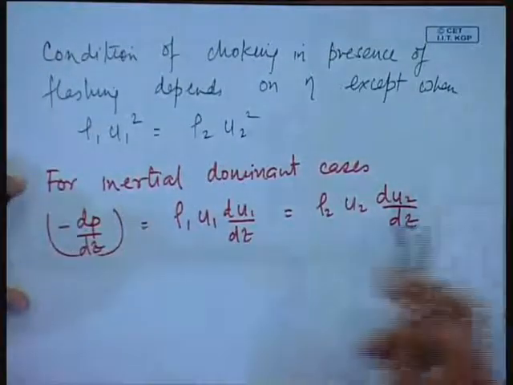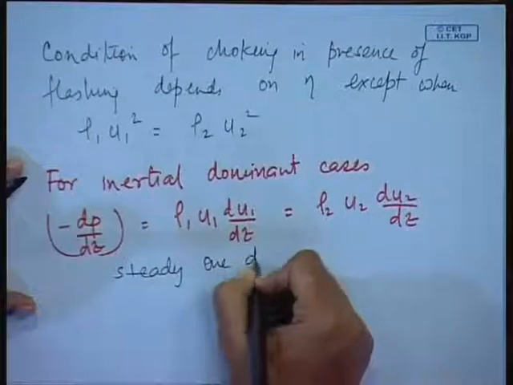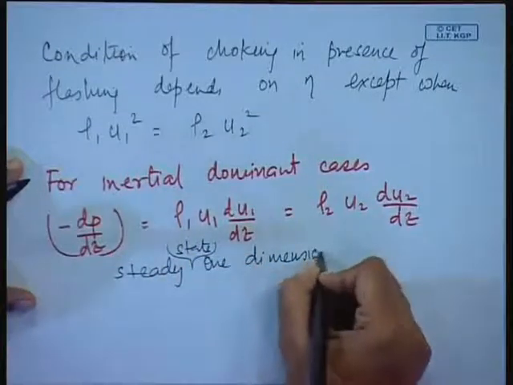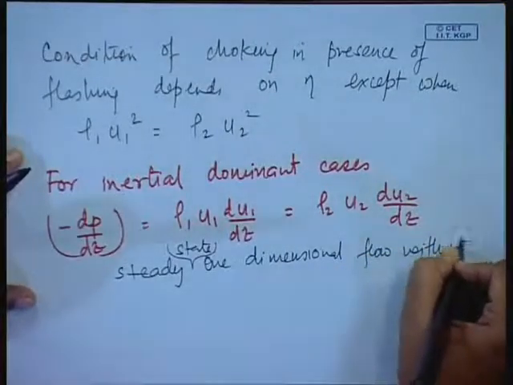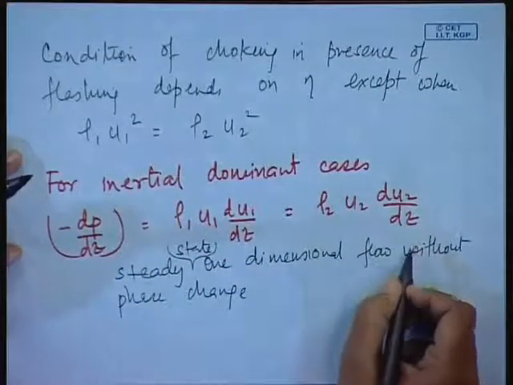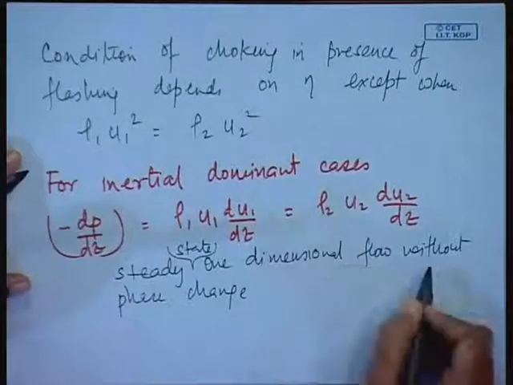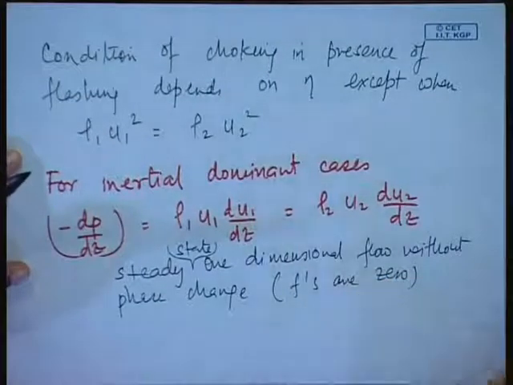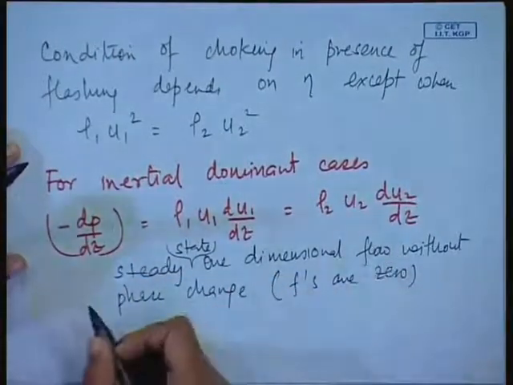Now, I will write down the assumptions so that you do not forget. Same thing, please write down these assumptions in your exam, otherwise: steady state, one dimensional flow without phase change. If phase change would have been there, then we could not have written such a simple equation. So, this equation has been written under the conditions of steady state one dimensional flow without phase change, such that the f's are 0. The g containing terms are also equal to 0, agreed? So, therefore, we have obtained this particular equation.